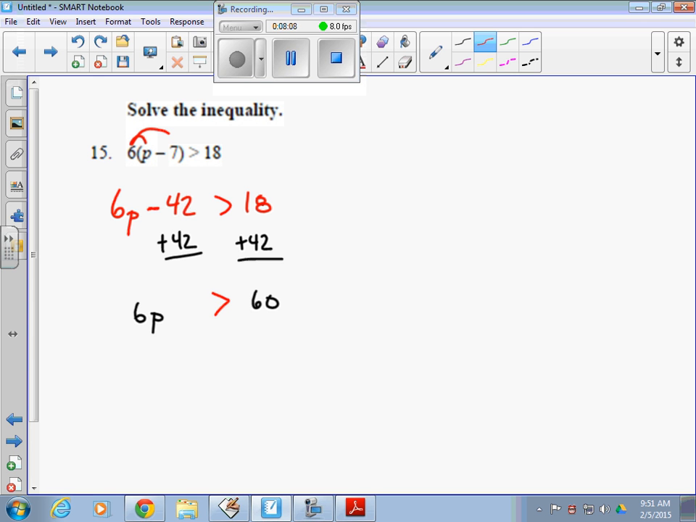Now undo 6 times something by dividing by 6. Again, if you do it to the left, do it to the right. You're left with p there. 60 divided by 6 is 10. Again, one more time, you have to decide, do I reverse the inequality? We divided by a number, but that number was not negative. It has to be a negative. So you're going to leave greater than just like that. P is greater than 10.